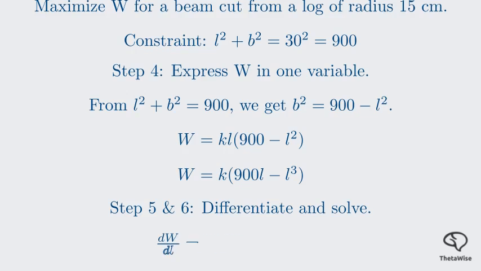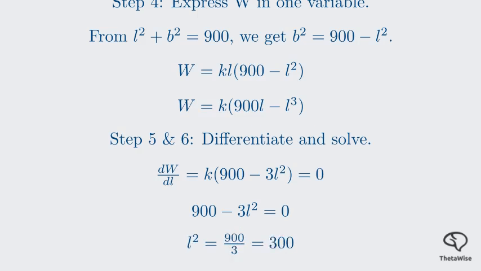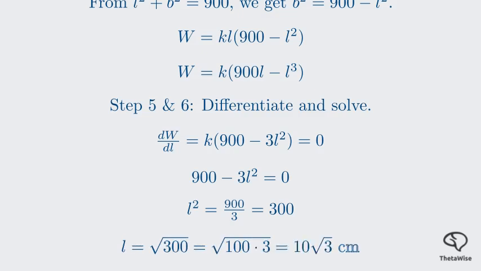Now we differentiate W with respect to L. Since K is just a constant, it carries through. The derivative, dW over dL, is K times the quantity 900 minus 3L squared. We set this to 0 to find the maximum. This means 900 minus 3L squared must be 0. Rearranging, we get 3L squared equals 900, so L squared equals 300. Taking the square root, we find the length L should be the square root of 300, which simplifies to 10 times the square root of 3 centimeters.